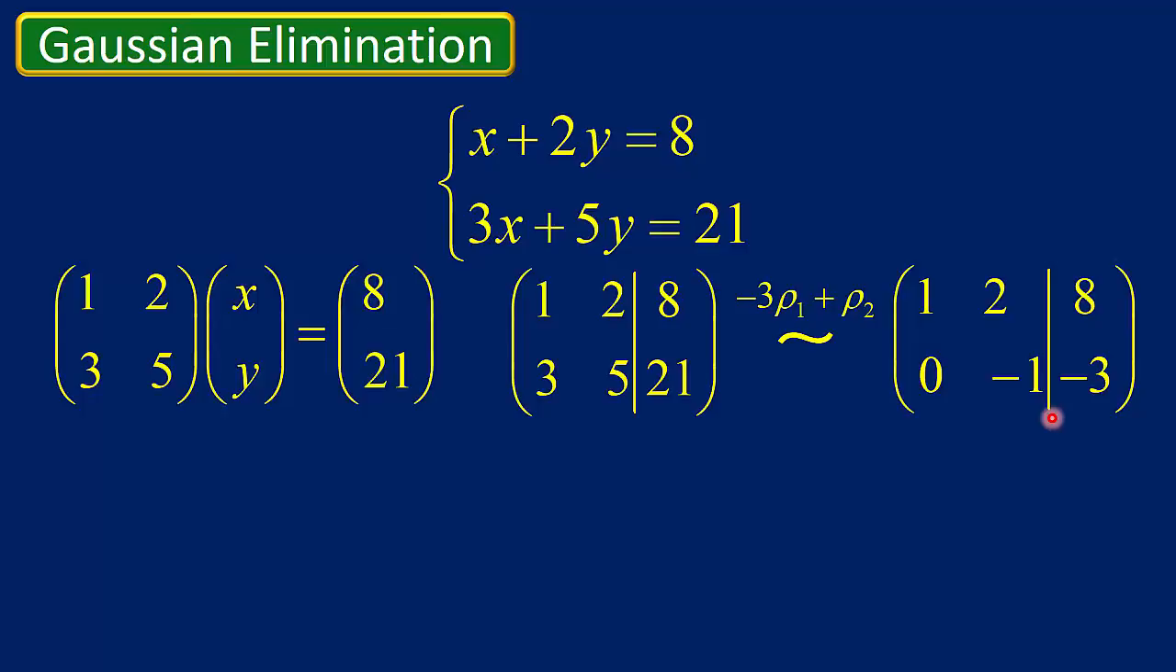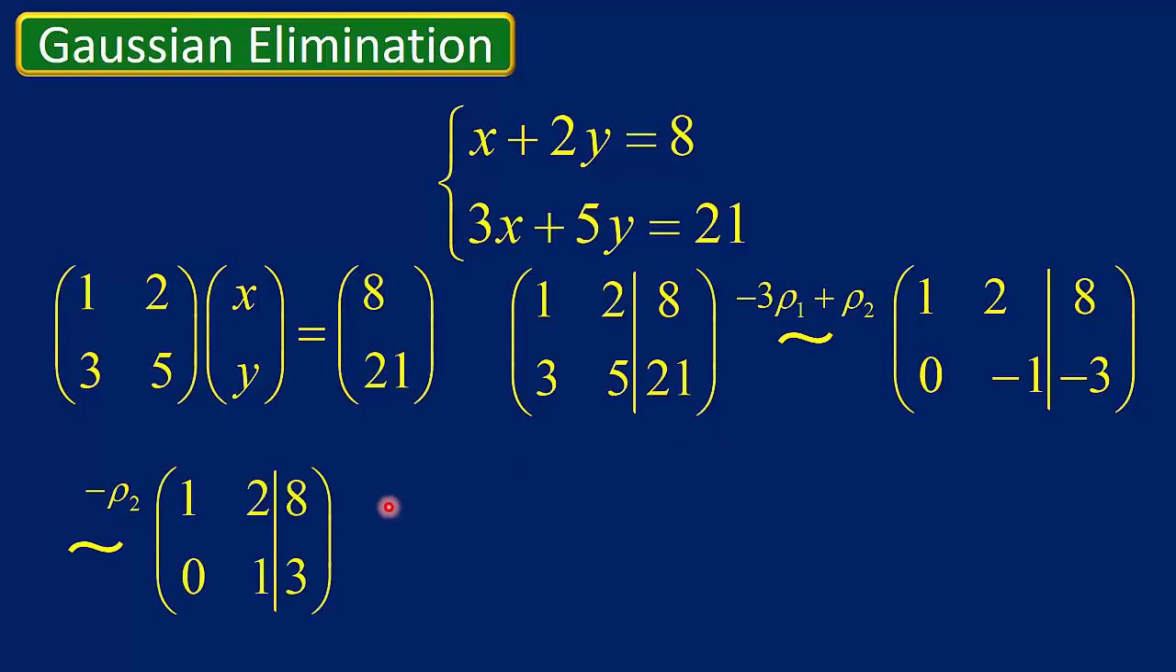Now, look at this. We start off with 1x plus 2y equals 8, and 3x plus 5y equals 21. Now let's see what we've got. 1x plus 2y equals 8. And look down here: -1y equals -3. Well, we're ready at this point to identify what y is. But let me go one more step. Let me divide out the -1 here, or multiply through by -1. And I get this new matrix.